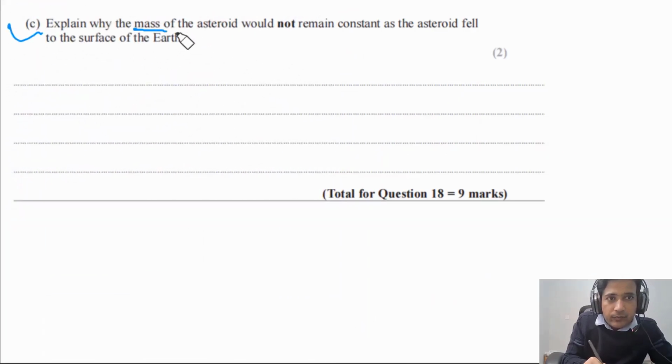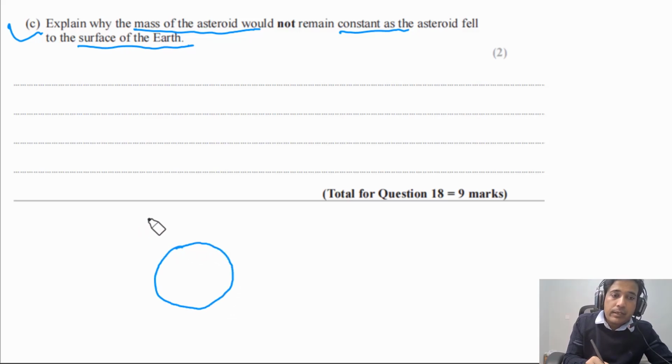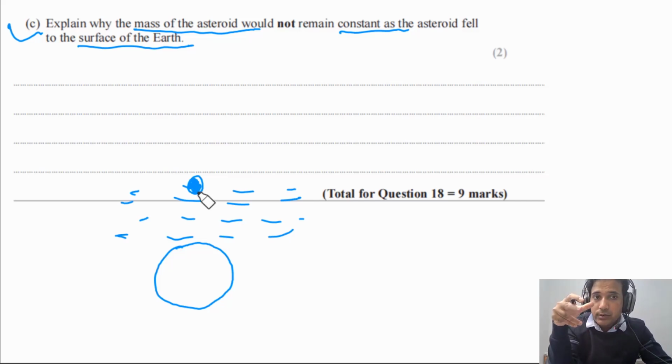Part C says explain why the mass of the asteroid would not remain constant as the asteroid fell to the surface of the Earth. In this case we can imagine this is our planet and there is an atmosphere, with air particles all around. As the asteroid is falling, it will interact with the air particles. So the kinetic energy will be converted into thermal energy. Due to the thermal energy, meaning heat, it will burn, so its mass will decrease. These are the points you need to understand.